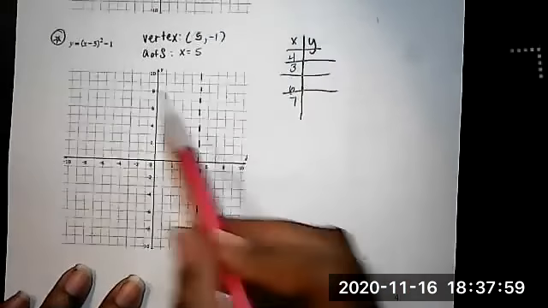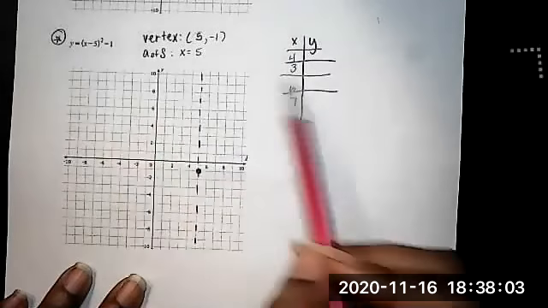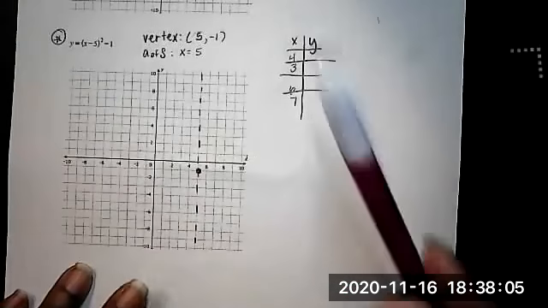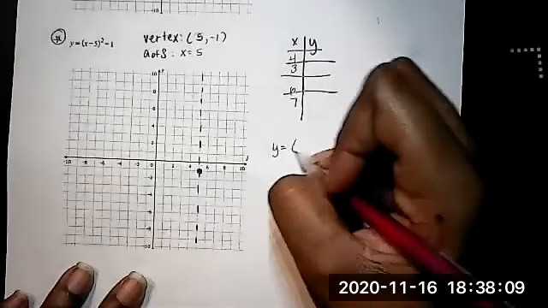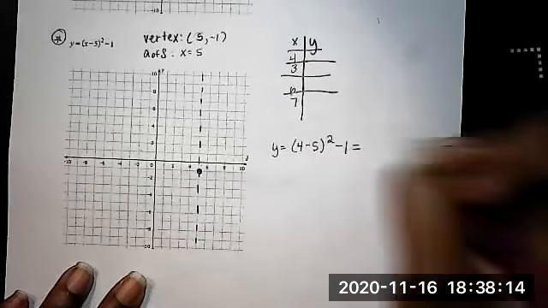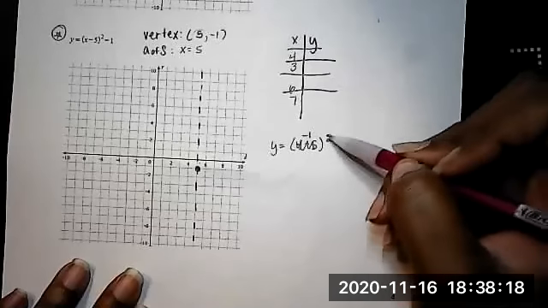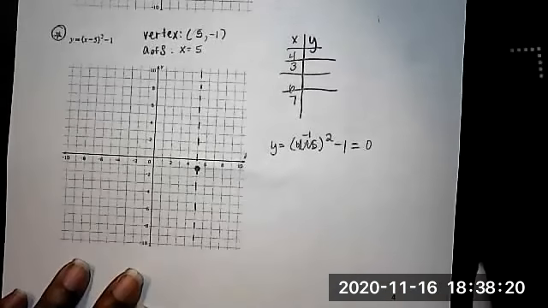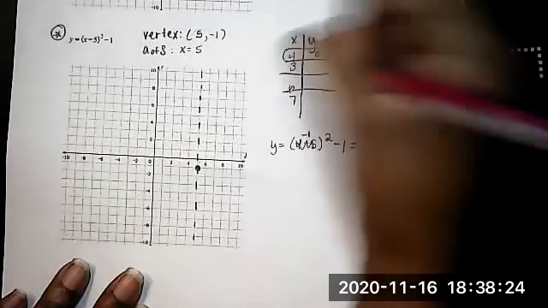Okay, and I'm going to use this equation. I'm going to replace X with 4, X with 3, X with 6, X with 7, get all my answers. So this is Y equals 4 instead of X, minus 5 squared minus 1. Okay, so of course, 4 minus 5 is -1. -1 squared is +1 minus 1 is 0. Okay. So I know that becomes 4, 0.